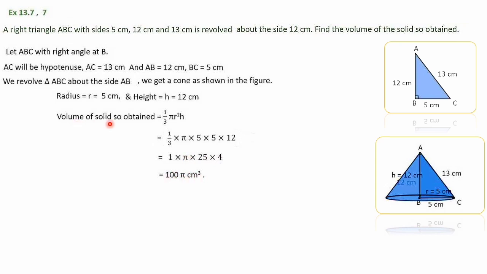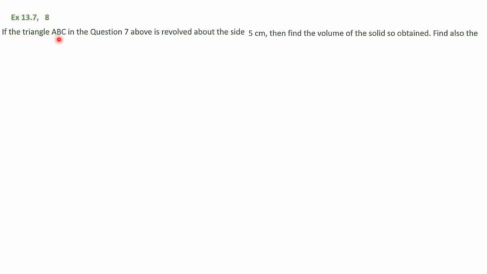This is the volume of the solid so obtained, that is 100 pi centimeter cube. Move on to the 8th question. If the triangle ABC in question 7 above is revolved about the side 5 centimeter. In the previous question we revolved around the side 12 centimeter. Here we are revolving around the side 5 centimeter. Then find the volume of the solid so obtained.